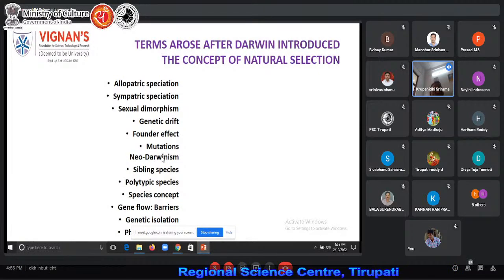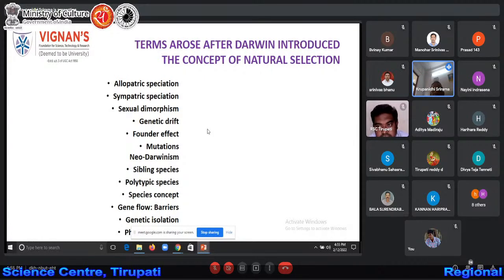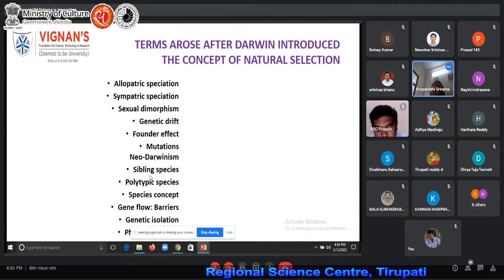Like mutations, Neo-Darwinism, now everyone is speaking about the Darwin concept, all scientists. See, what's happening is many Nobel laureate topics have become obsolete. Okay, but Charles Darwin's concept has never become obsolete. Now Neo-Darwinism has come. Even biochemical evidences for natural selection, Darwinian theory, are also being explained. Sibling species. Sibling species means those species which look alike, but they will not interbreed. So these are very nice, interesting features.